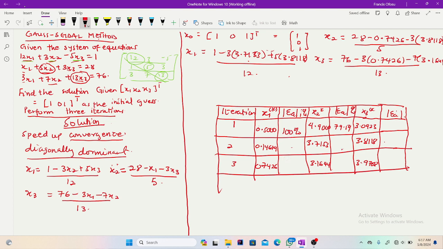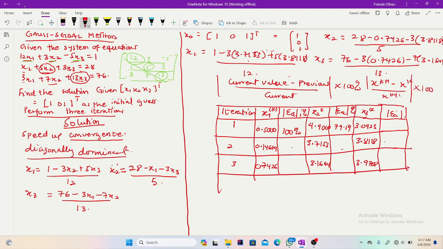And that one I said is the current value, right? Minus the immediate past, or you say previous value, all over the current, absolute of this, times 100%. Or you can also say x to the power k plus 1, that's your current, minus x to the power k, all over x to the power k plus 1, absolute of this, times 100%. Then that's all.